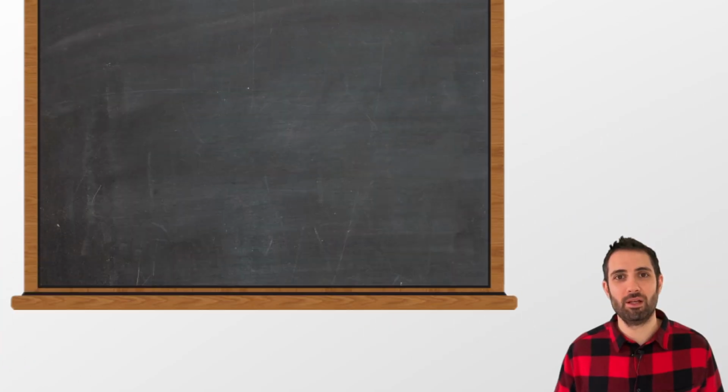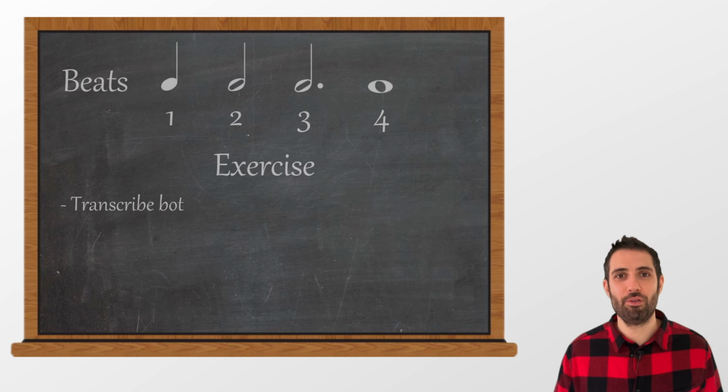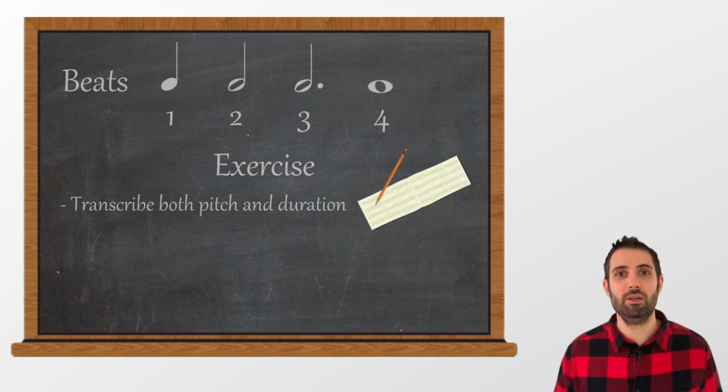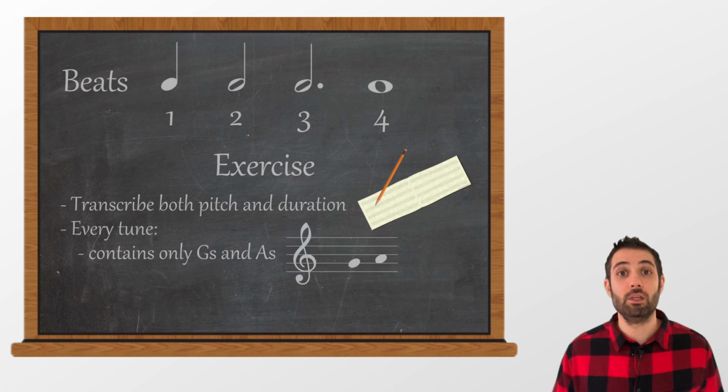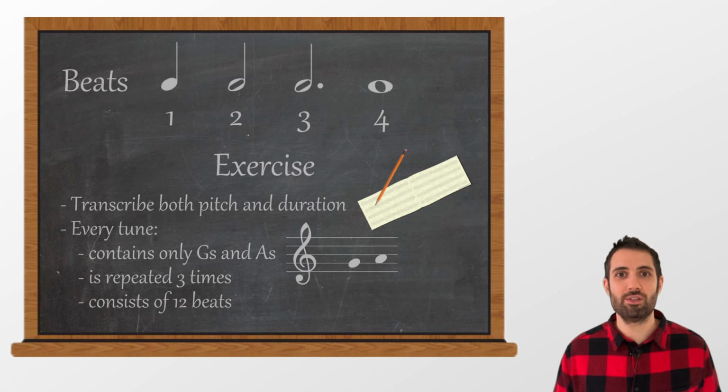Now that we are familiar with beats and relative symbols, we need to put everything together. We need to transcribe both the pitch and the duration of each note that we hear. As we did in the previous lesson, we will use only G's and A's. Each tune is repeated 3 times and it consists of 12 beats. A possible strategy to solve the exercises is figuring out the pitches first, then the duration, and use the last repetition of the tune to double-check everything.